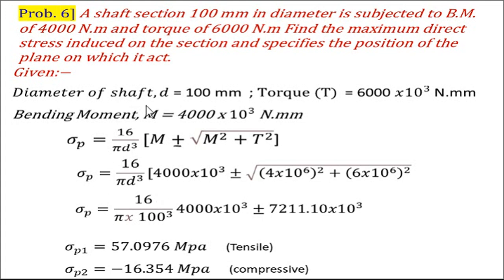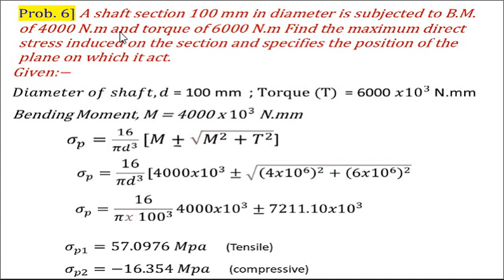Okay, so first of all we will take one problem on this. A shaft section 100 mm in diameter is subjected to a bending moment of 4000 Newton meter and a torque of 6000 Newton meter. Find the maximum direct stress induced on the section and specify the position of the plane on which it acts. If you do not understand this problem, you can read it again, try to mention all the given values, and after that, the last statement of the problem shows the quantities which you have to determine.